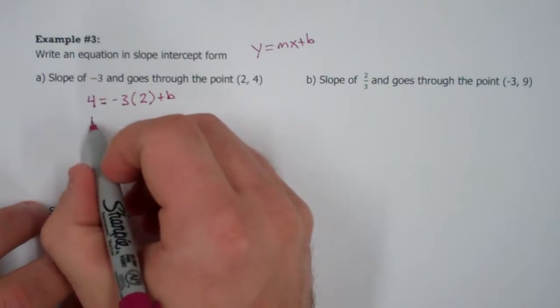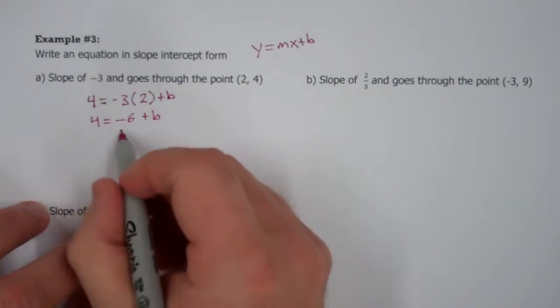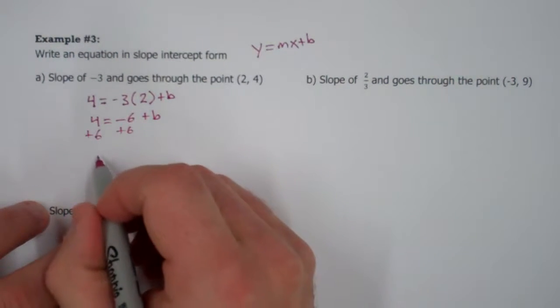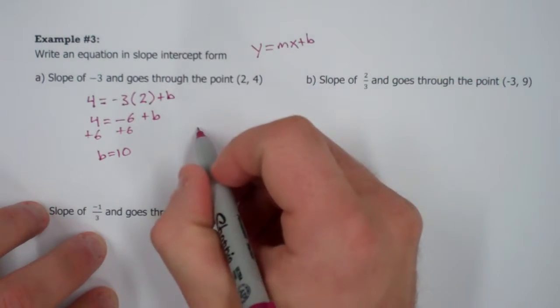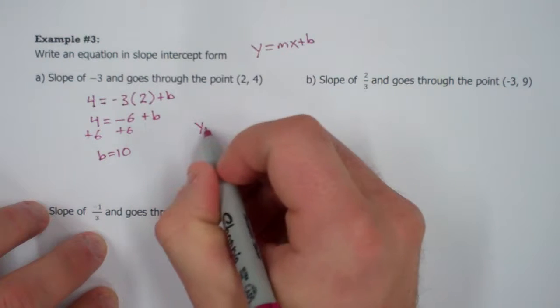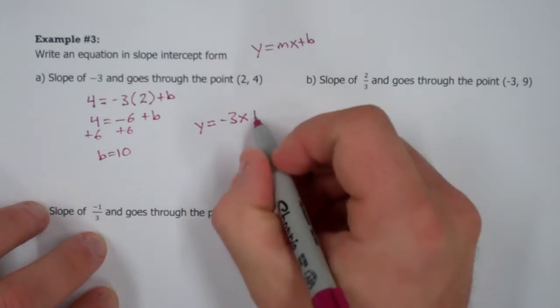We can solve for b now, though. 4 is equal to -6 plus b. We'll add 6 to each side. And b will be 10. We can now rewrite the equation. We want to keep the y and the x. We're just going to use the slope of -3, and now we found our b to be 10.